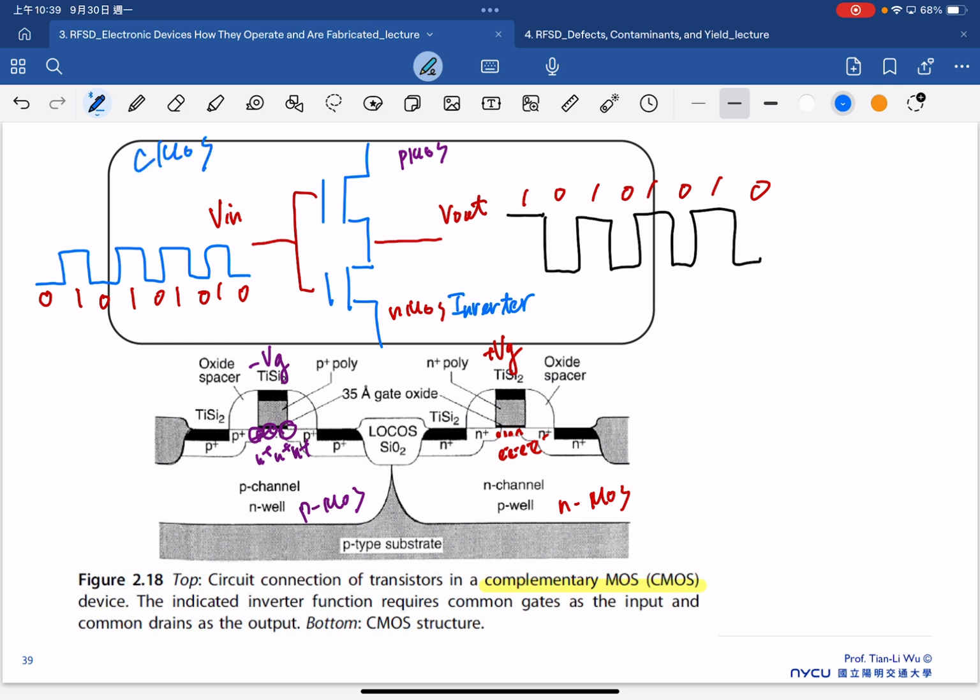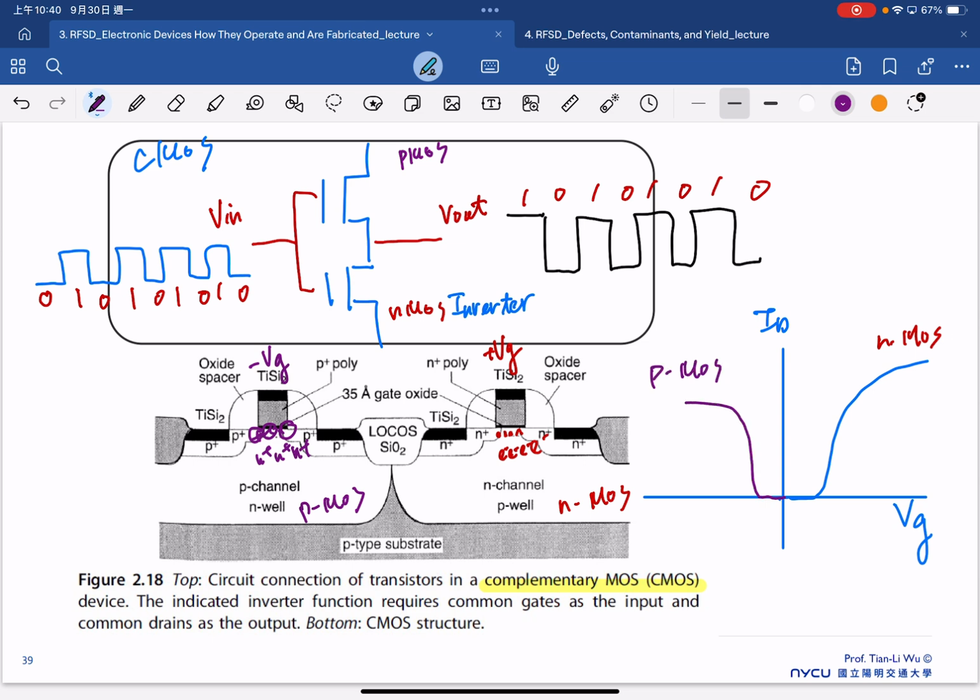And to realize CMOS, for sure we need to have NMOS plus PMOS. So that's why in a lot of literature, when we talk about demonstrating a transistor for logic application, for sure we will demonstrate the ID-VG characteristic. But not only the NMOSFET. We have an NMOS here, but at the same time we should have the PMOS characteristic here.